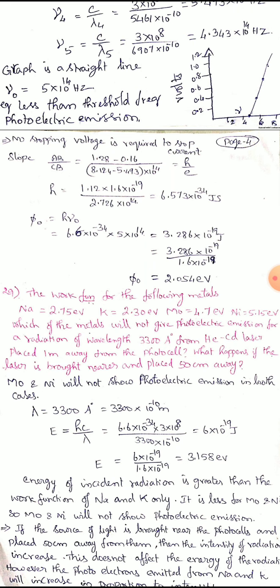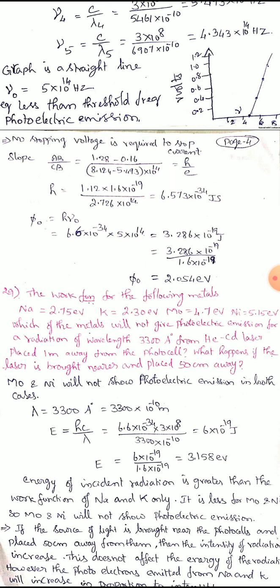The work function for the following metals: sodium, potassium, molybdenum and nickel. Which of the metals will not give photoelectric emission for a radiation of wavelength 3300 Angstrom units from a helium-cadmium laser placed 1 meter away from the photocell? This laser is kept 1 meter away from the photocell. After some time, it is taken to the new position, 50 centimeters. Okay, so molybdenum and nickel will not show photoelectric emission in both the cases.